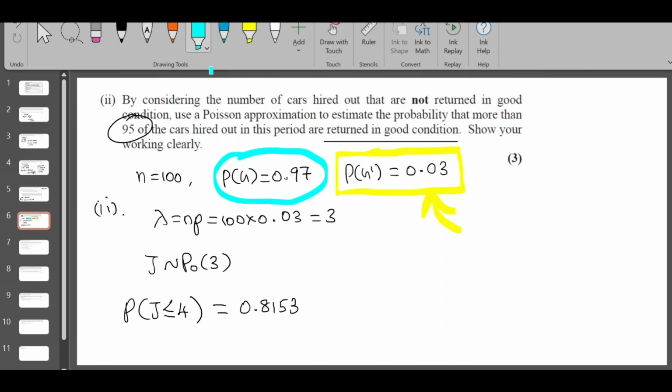That's why we take P of G dash, and the number of cars given here are written 95 in good condition. So you don't use the number 95, you use 100 minus 95, which is 5, but they say more than 95. So less than 4 cars are not returned in good condition.